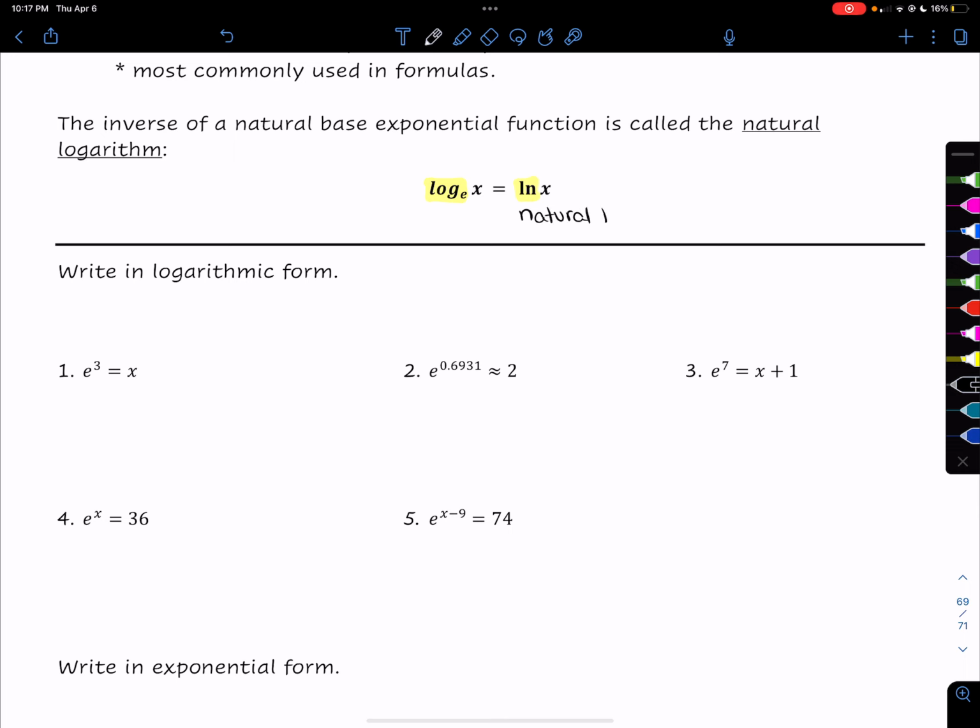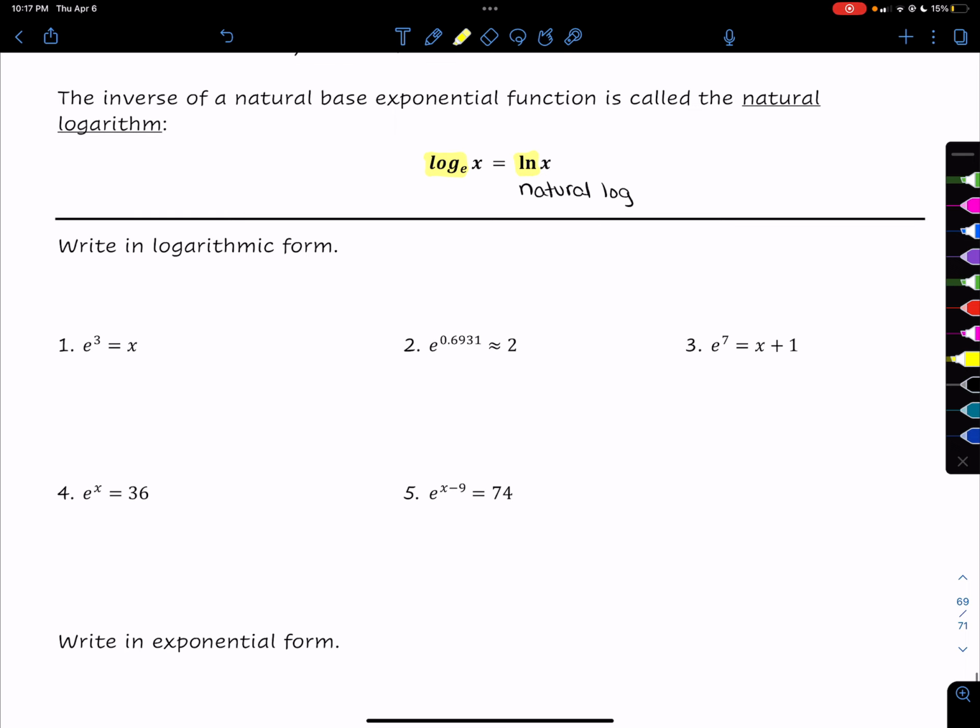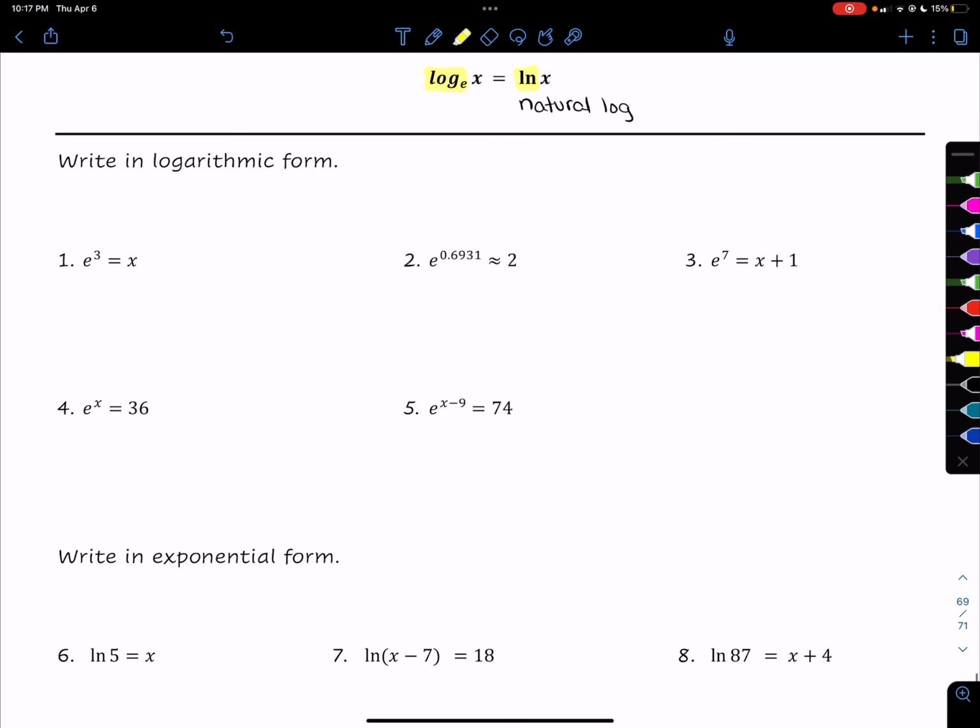So in the beginning, for these first 5 problems, all we're going to practice doing is taking an exponential, a log with the base e, and we're going to write it as a natural log. So the first one, I'm going to show you an expanded form, and then after that, we're just going to go ahead and write them using natural log.